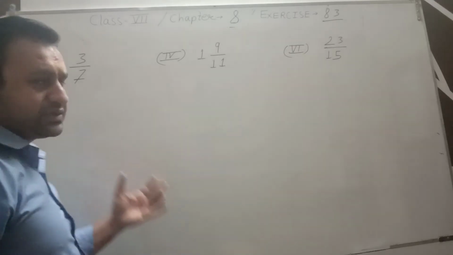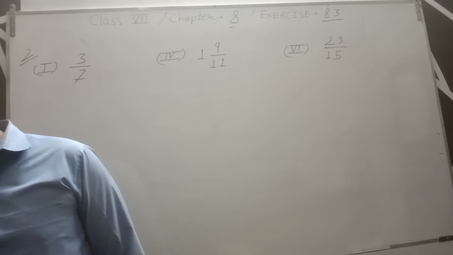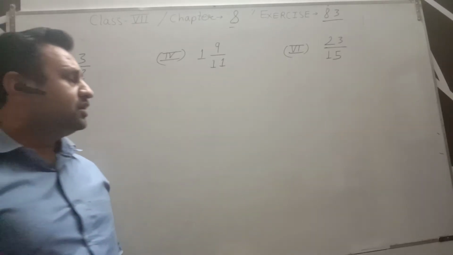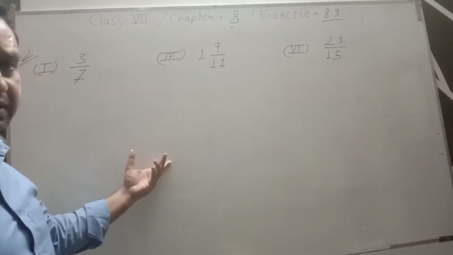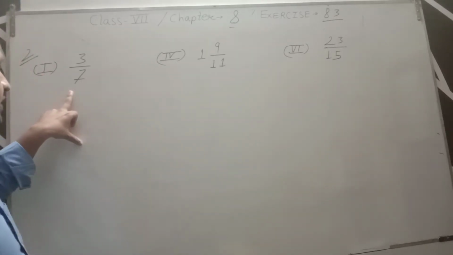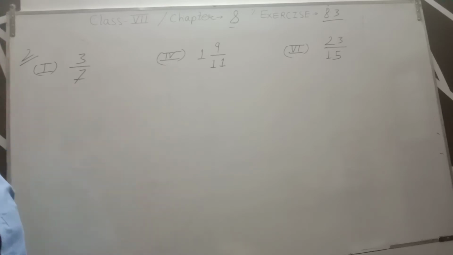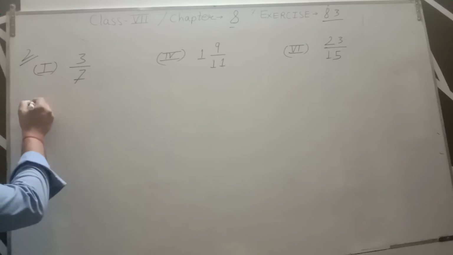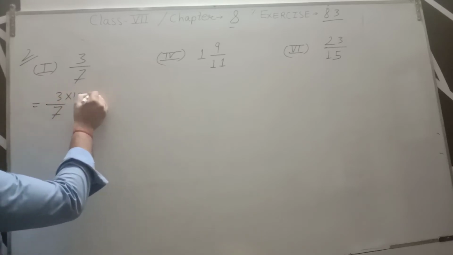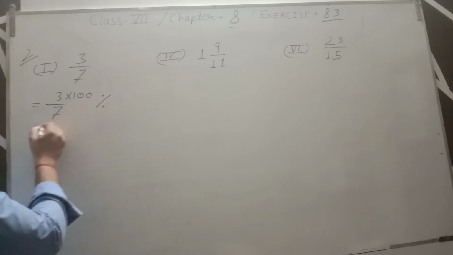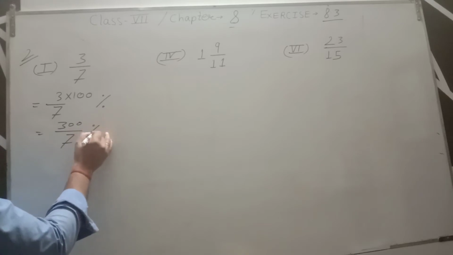Okay students, now we discuss question number 2. In question number 2, express the following fractions as percentages. So in this question fractions are given and we have to convert them into percentages. 3 upon 7 is a fraction. To convert to percentage we multiply by 100. So 3 upon 7 multiplied by 100 and the sign of percentage. So it is 300 upon 7 percent.